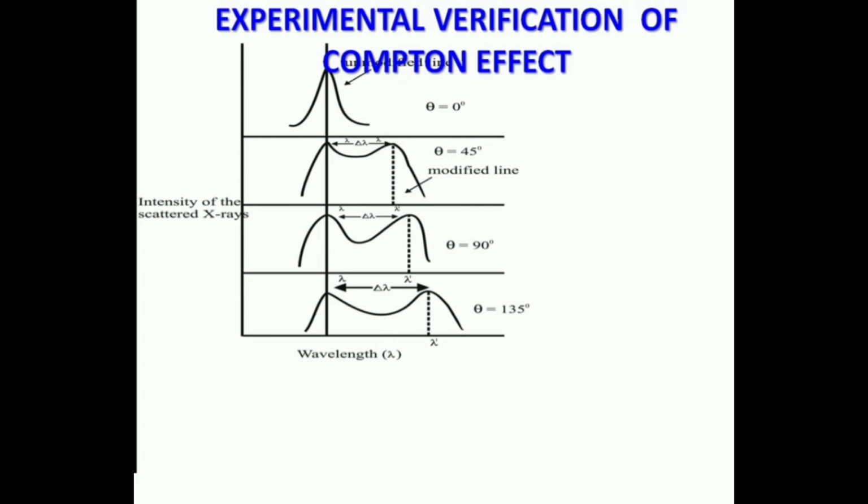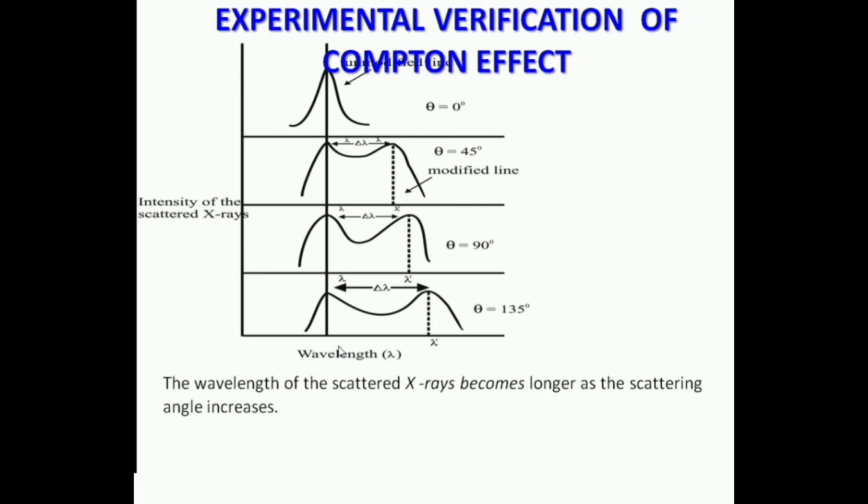For θ = 0, there is no modified beam because Δλ = 0. For θ = 45 degrees there is a modified beam, for θ = 90 degrees there is a modified beam, and for θ = 135 degrees there is a modified beam. So the wavelength of the scattered X-ray becomes longer as the scattering angle increases.